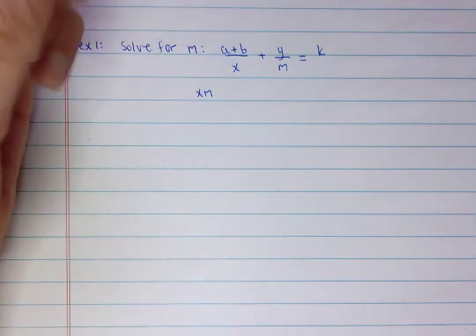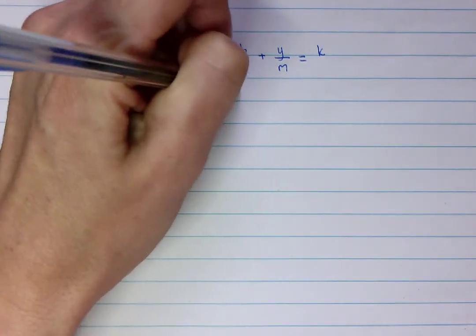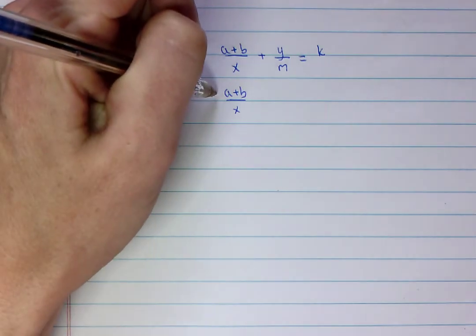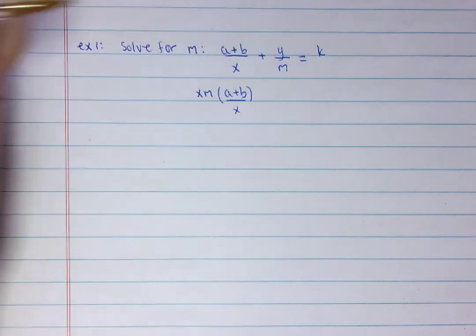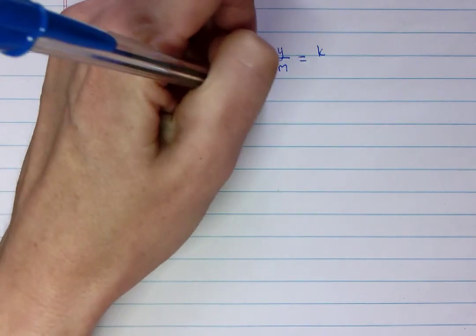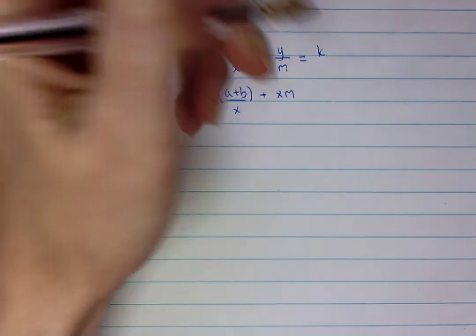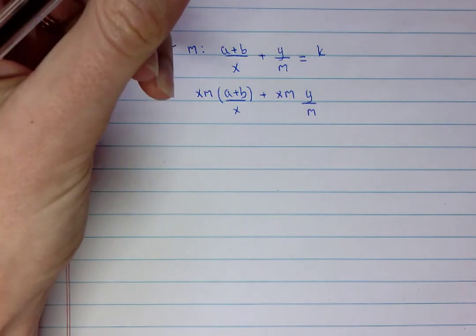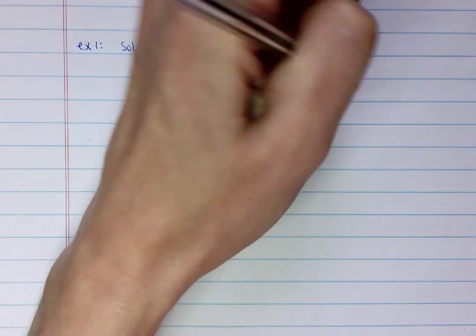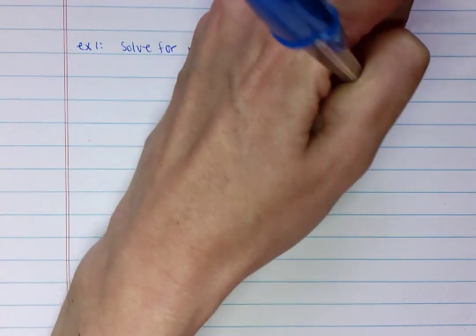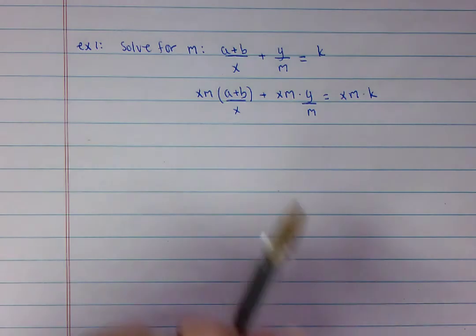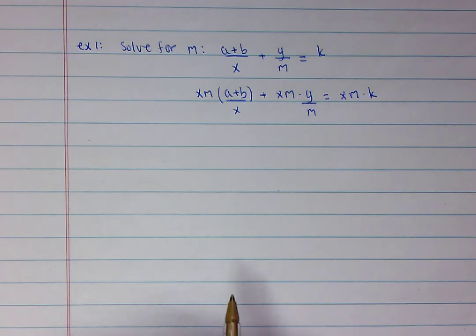So xm, we're going to multiply that by a plus b over x, and I think they put parentheses at least around this one. And again, xm times y over m, and then we have xm times k. So we've multiplied by the least common denominator, and now we're going to cancel some things.